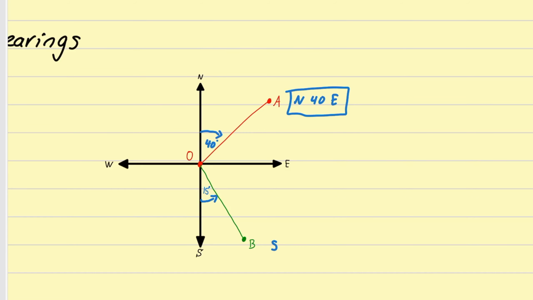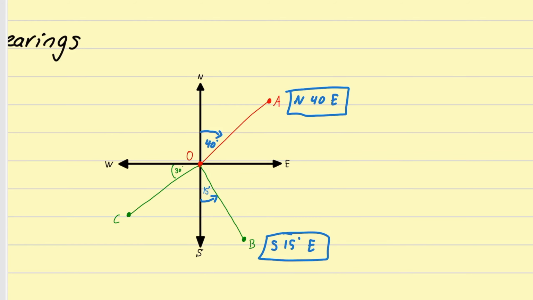So far we know it's south 15 degrees. And now am I going to the east or to the west side? I'm going to the east side. So it's going to be south 15 degrees to the east. And that's our compass bearing for B.